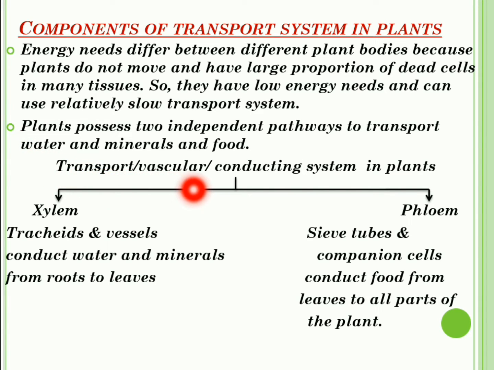Transport system or vascular system or conducting system in plants is mainly composed of two components, xylem and phloem. Xylem consists of four basic elements that are tracheids, vessels, xylem parenchyma, and xylem fibers. The tracheary elements that are tracheids and vessels conduct water and minerals from roots to leaves. Phloem consists of four basic elements that are sieve tubes, companion cells, phloem parenchyma, and phloem fibers. Sieve tubes, with the help of adjacent companion cells, conduct food from leaves to all parts of the plant, including roots.